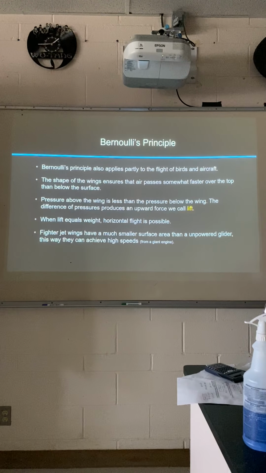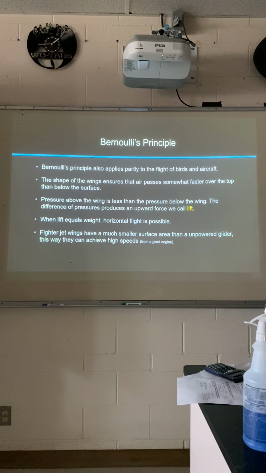So this is the same concept also within flight. If you've ever been on an airplane before, the pressure above the wing is less than the pressure below. And because of that difference in pressure, it causes lift. So we have upward lift, basically. And if we have lift that equals the weight, you can actually fly horizontally.